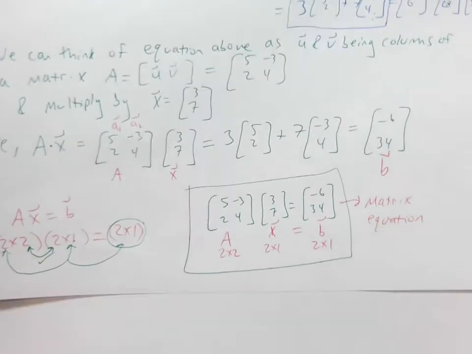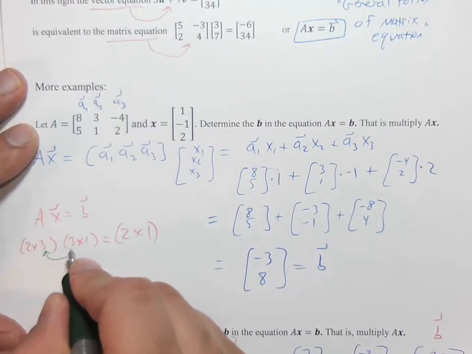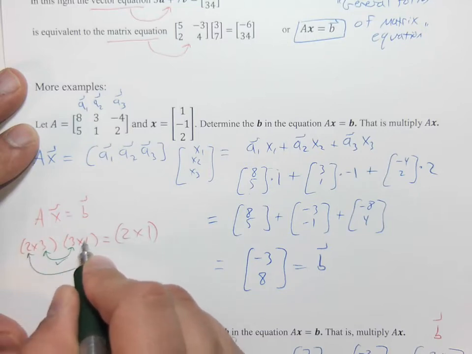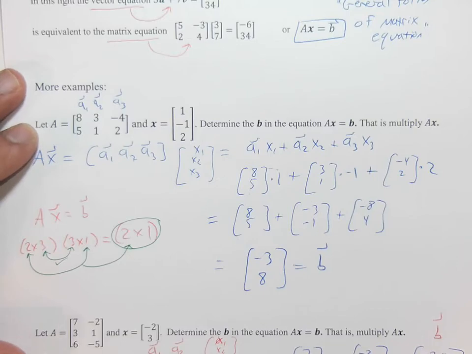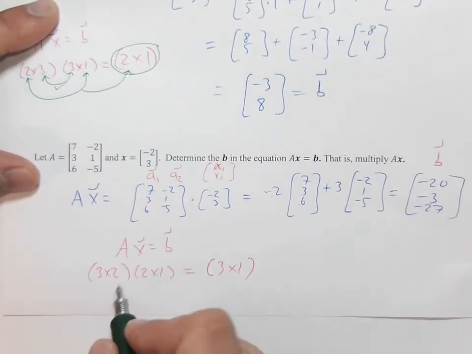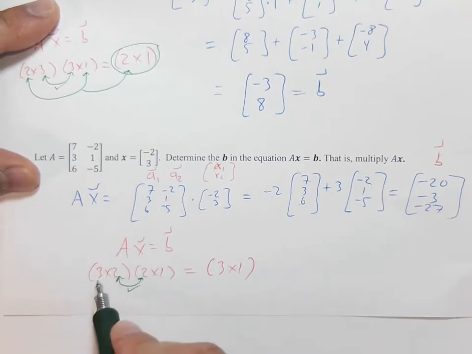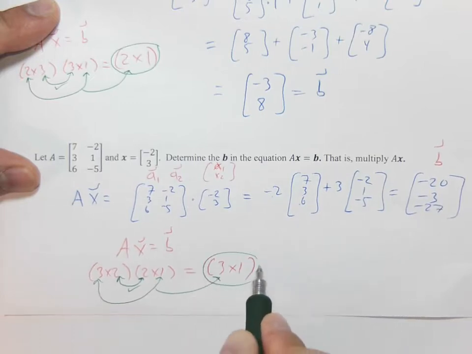Similarly, on the second page, this number and this number match up, so that worked. And then 2 by 1 ended up being the size of the answer. And same thing at the bottom here, right? These match up, 2 and 2 match up. That's what lets us do the multiplication. And then the 3 by 1 ends up being the size of the answer.